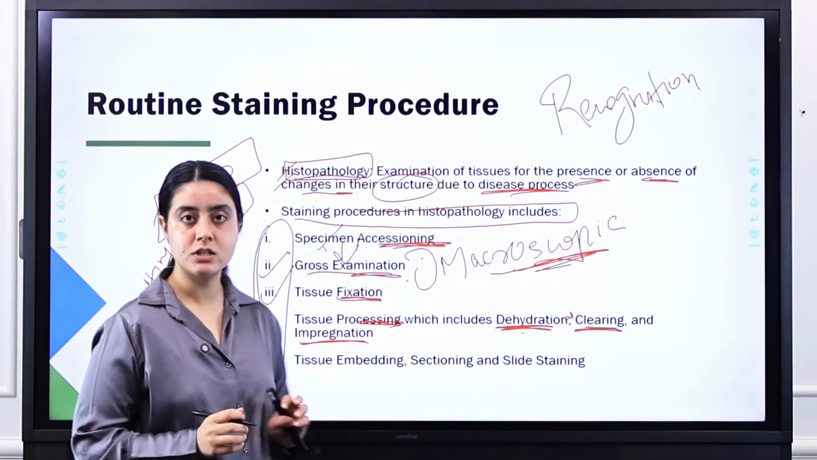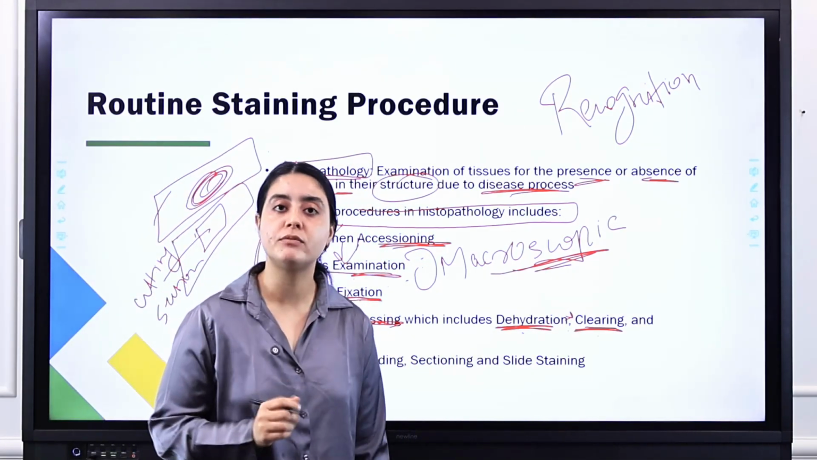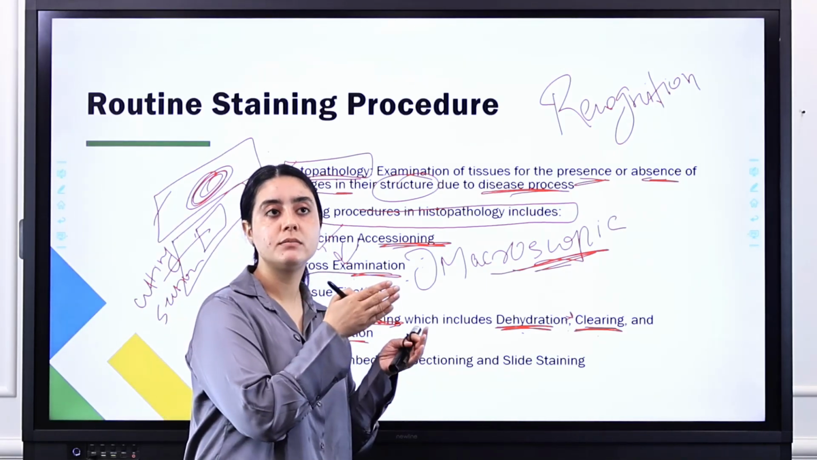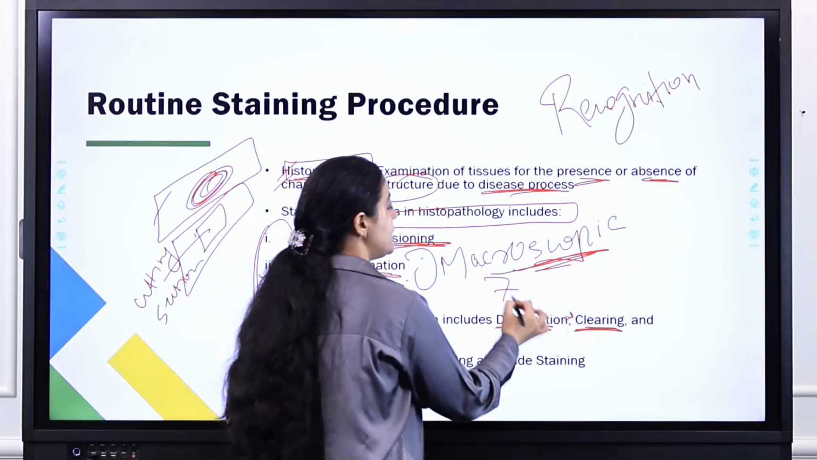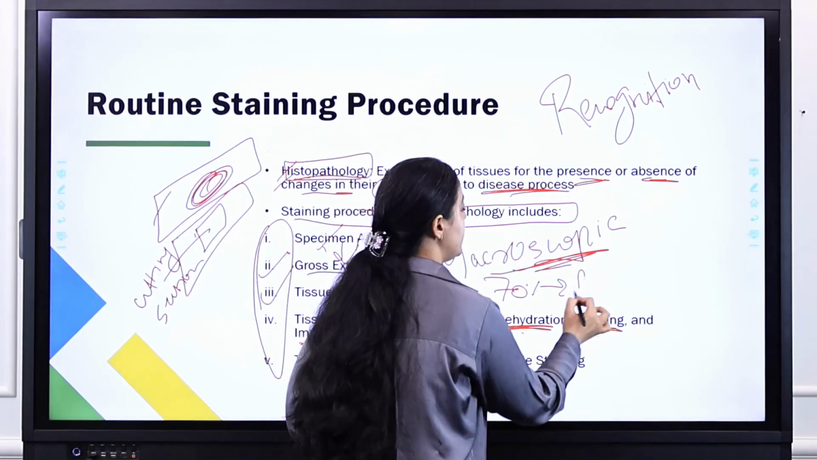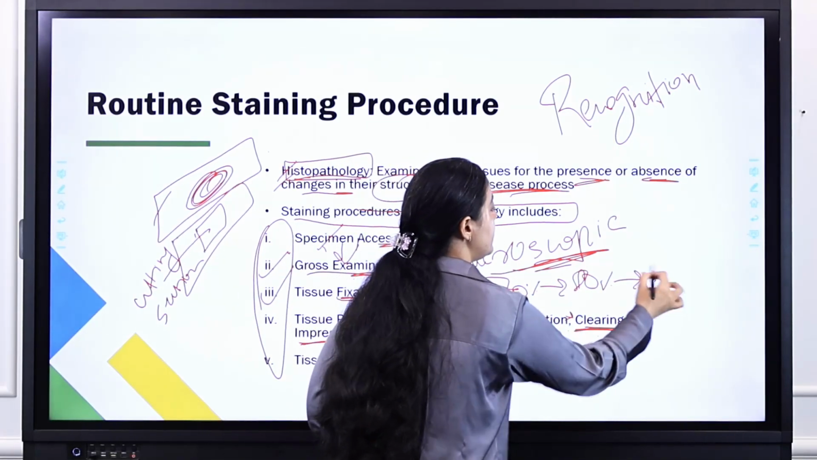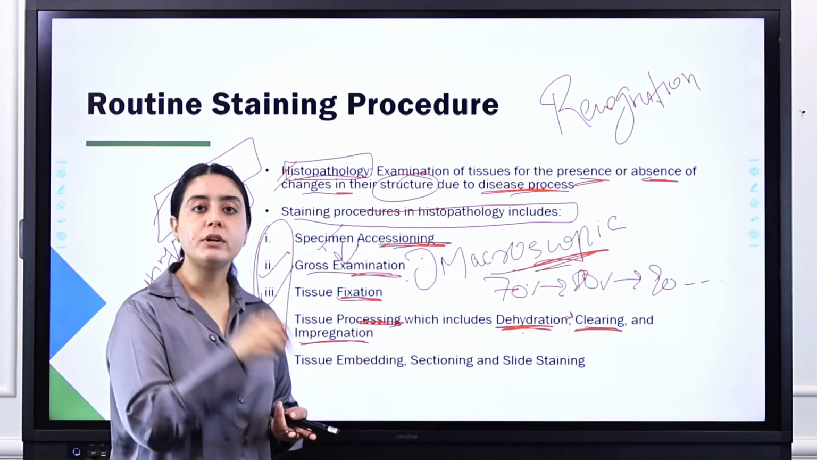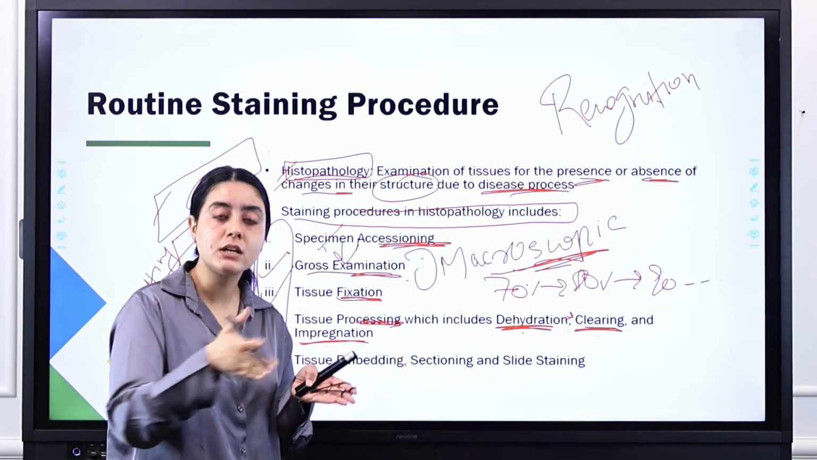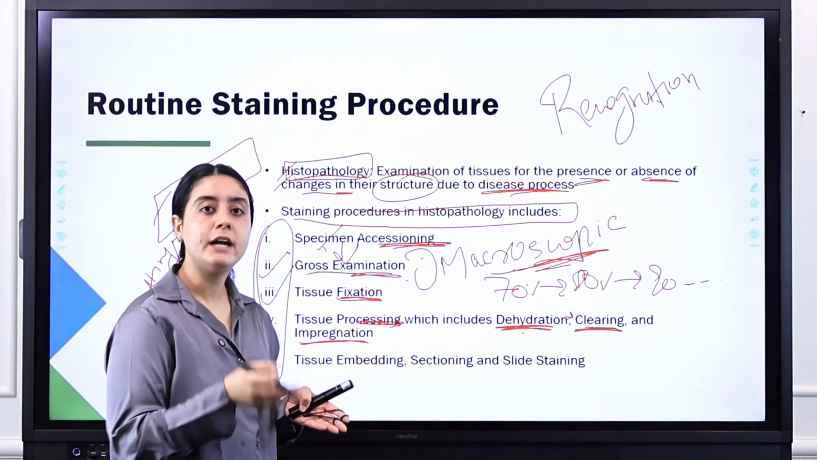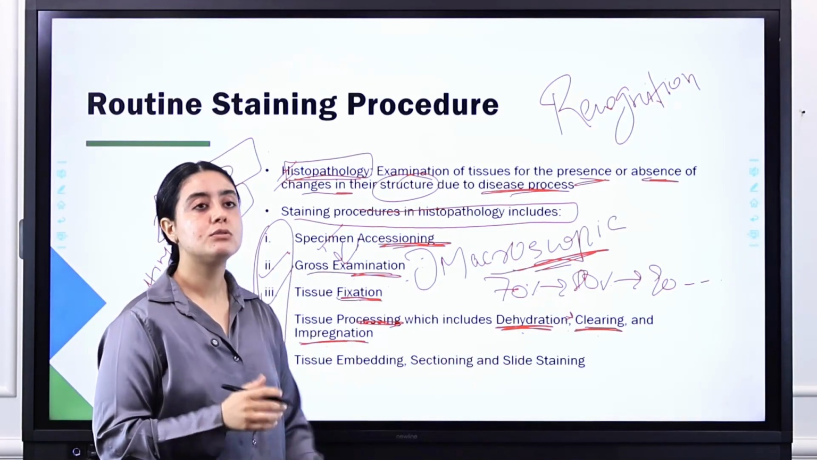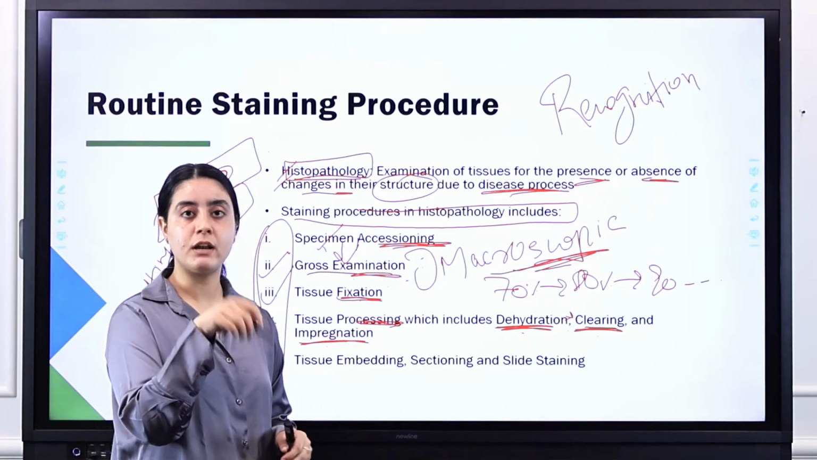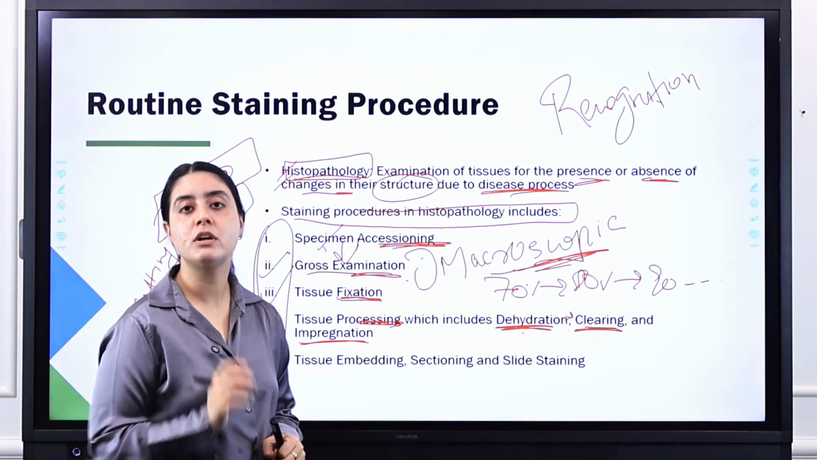Dehydration is done with the help of alcohols in increasing order of concentration. First we start with 70% alcohol, then 80%, then 90%, and so on till 100%. So we put our specimen in increasing concentrations of alcohol so that it can easily dehydrate. When we finish this dehydration procedure, alcohol will be present on our specimen.